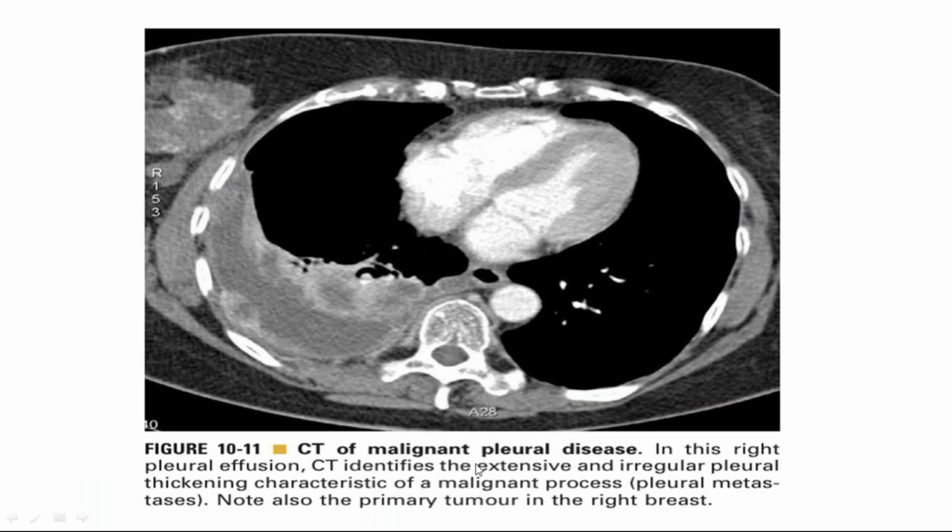And this is the CT of malignant pleural disease. In this, there is a right pleural effusion, and there is extensive and irregular pleural thickening, which is characteristic of a malignant process. And the metastasis is arising from the right, metastasizing into the pleura.